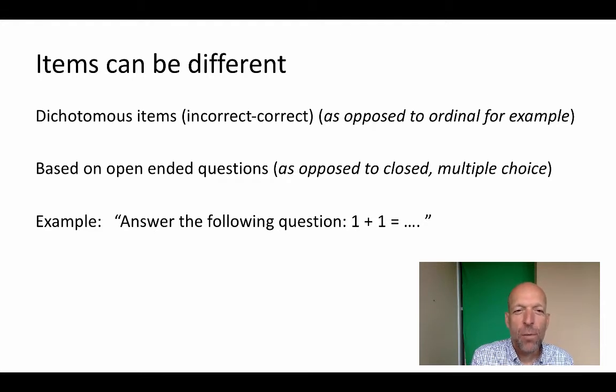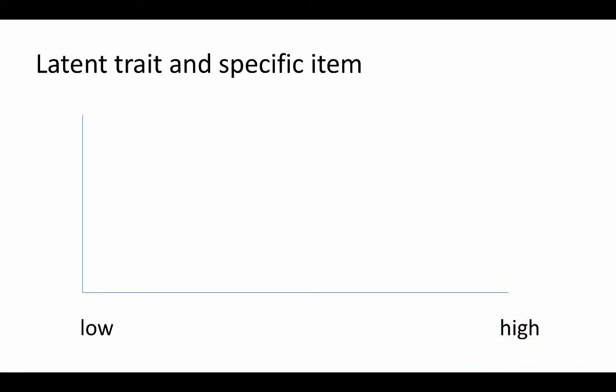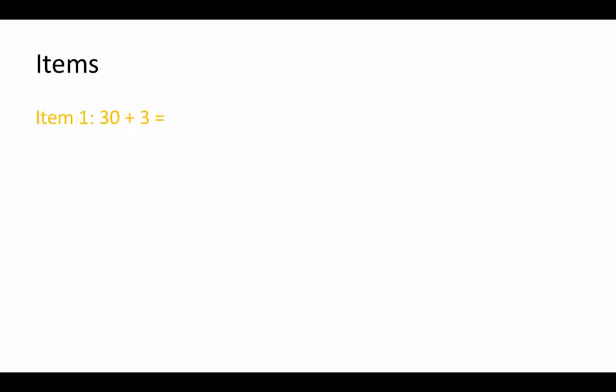Now, let's take the example of an open-ended question, 1 + 1, and just ask the candidate or the respondent to answer that question. That's an open-ended question, and the correct answer cannot be guessed. Let's have a look at the relationship between the latent trait and a specific item. Of course, the mathematical knowledge of person A is somewhere along that latent trait. And we can now try to predict the chance that that specific individual answers the question correctly.